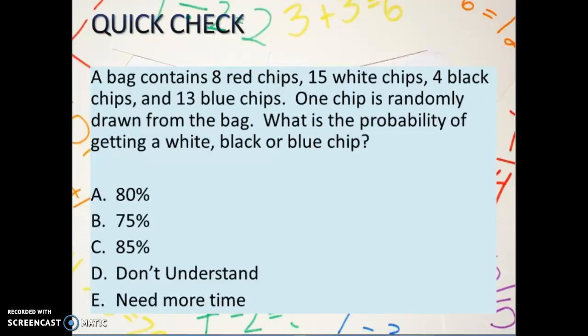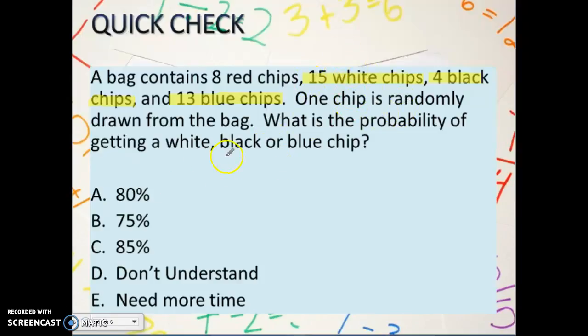Quick check. A bag contains 8 red chips, 15 white chips, 4 black chips, 13 blue chips. One chip is randomly drawn from the bag. What is the probability of getting a white, black, or blue chip? So now we can use white chips, black chips, or blue chips. Take a moment to answer this question.